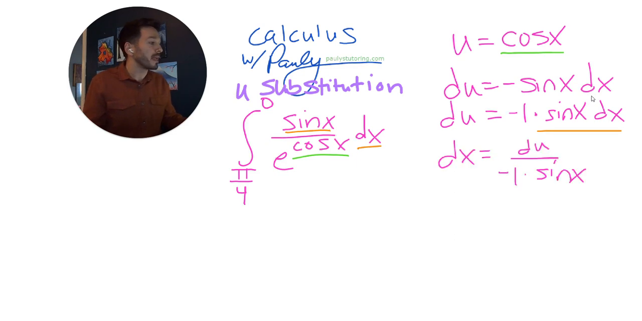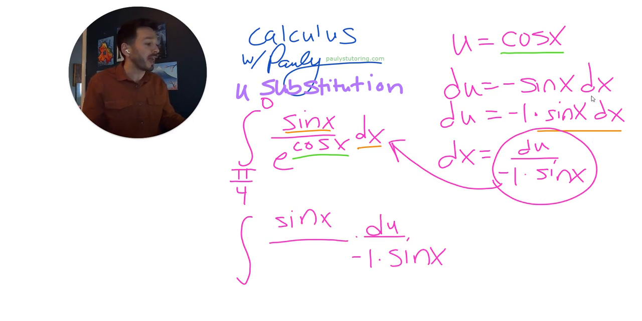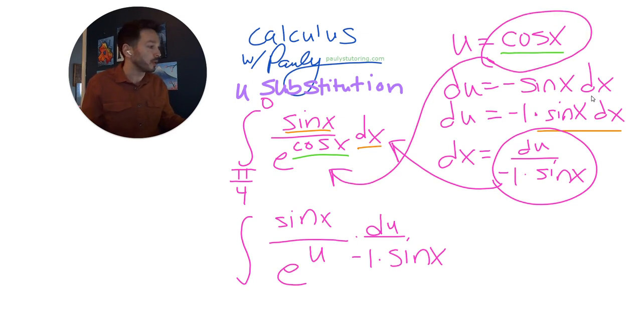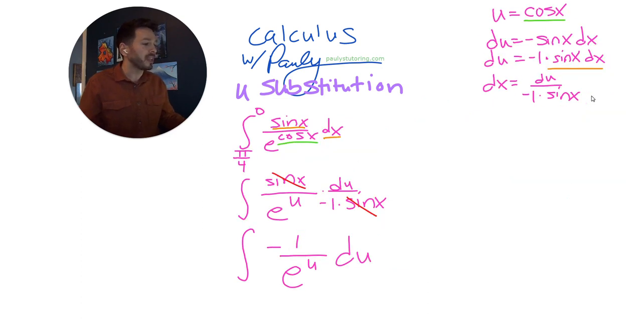All right, so we're going to make our substitutions here. We first have to solve for dx, okay? And we get dx equals du over negative sine of x. So now we put that in. And we're going to replace the cosine of x in the green with u, all right? And now we can start canceling things out. The sine of x's will cancel. And so you're just left with negative 1 over e to the u du. We have a whole new integral here in terms of u and du only.